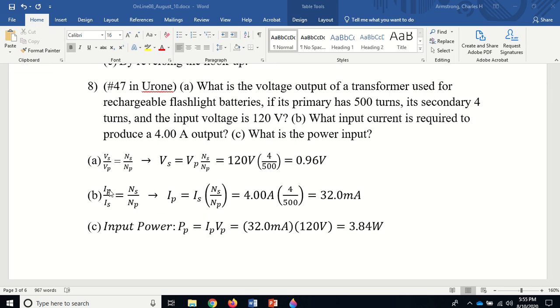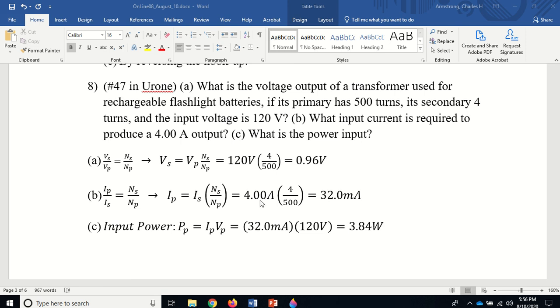If we have IP over IS equals NS over NP, that means IP equals IS times NS over NP. We already know that NS, the secondary, is 4, the primary is 500. So 4 amps, that's going to be the output, times this, is going to be 32.0 milliamps.